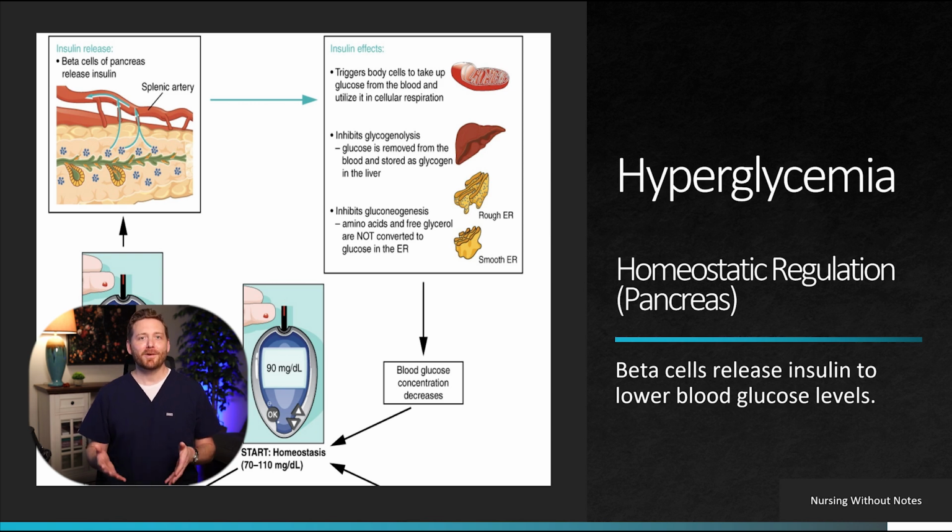Hyperglycemia. Pancreatic beta cells play a pivotal role in regulating blood glucose levels by releasing insulin into the bloodstream. However, in diabetes, insulin becomes ineffective or cells develop resistance to it.